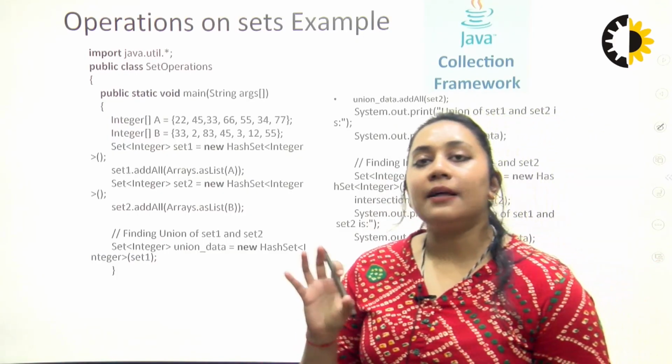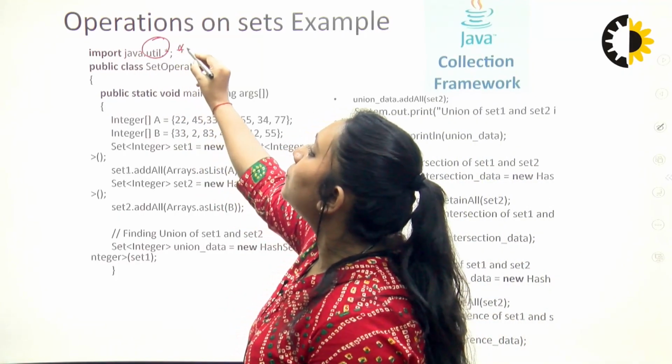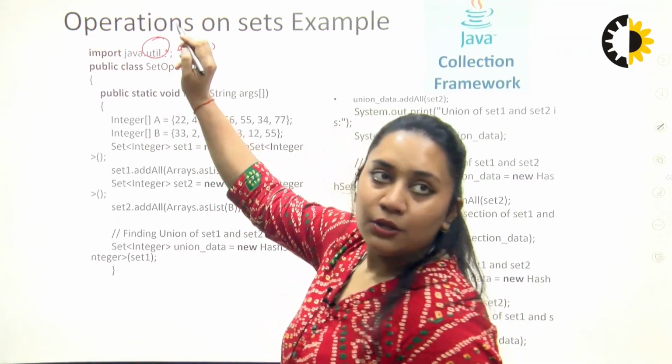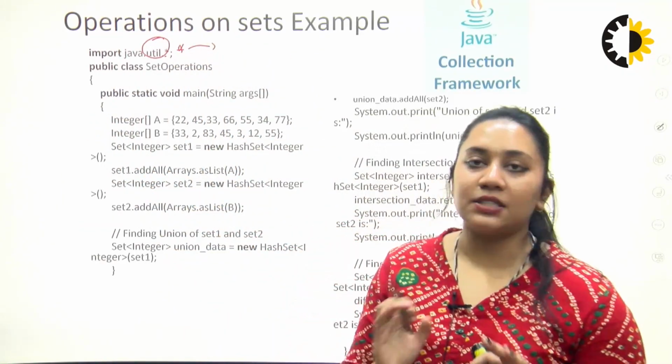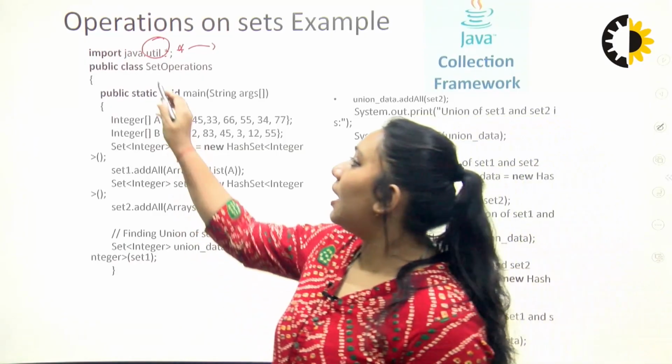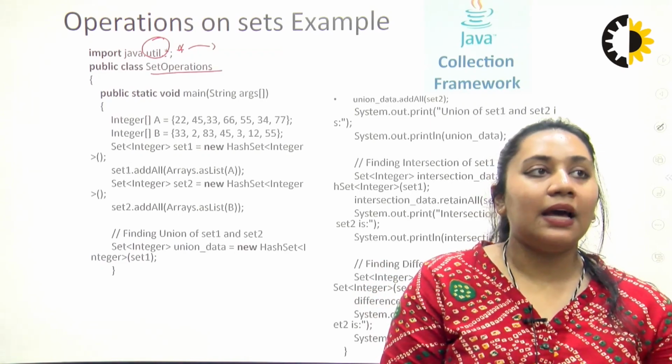After importing the packages, that is java.util, the asterisk is used to import all the related util classes. Next, we created the class, which is SetOperations. In the main method, you need to declare the sets, right?